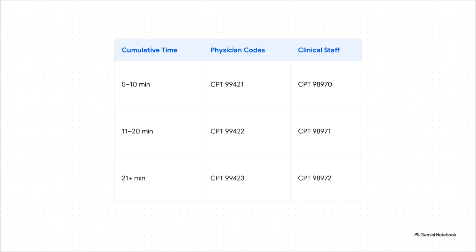Over on the left, you've got the codes for physicians and qualified health professionals, basically the folks who can independently bill EM services. If your cumulative time over those 7 days is 5 to 10 minutes, you're reporting 99421. 11 to 20 minutes, that's 99422, and 21 minutes or more is going to be 99423. But take a look at the right column. If this digital assessment is actually being managed by non-physician clinical staff who can't independently bill EM, think physical therapists or speech-language pathologists, you've got to use the 98970 series instead, which matches up with those exact same time thresholds.